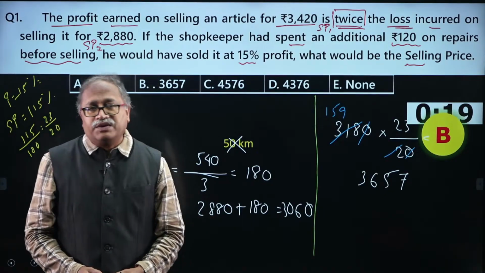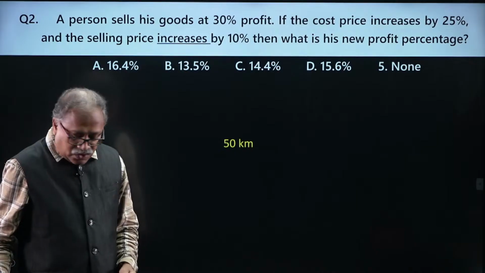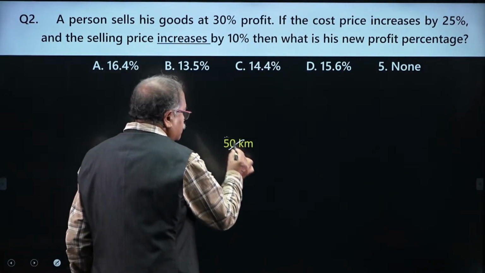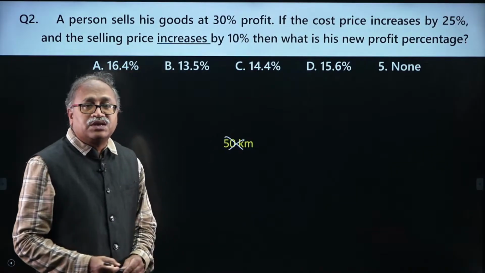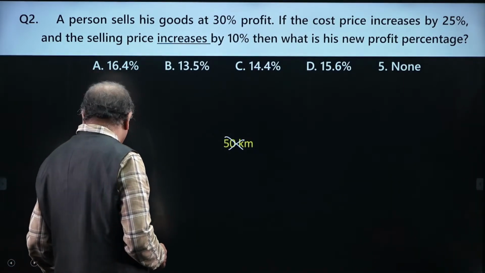That is 3657, option choice B. Moving on to the next question over here. So, ignore this 50k, I think it is there in kilometer, is there in every slide by mistake. So, let us move on to the question over here.